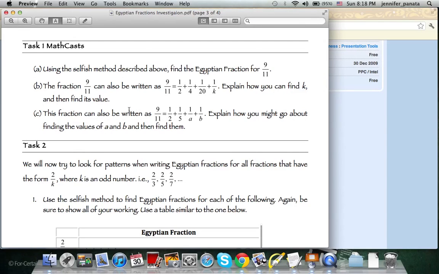So 9 over 11 can be represented by 1 over 2 plus 1 over 5 plus 1 over a plus 1 over b. That's two algebraic expressions. Explain how you might go about finding the values of a and b. So I will be explaining to you how to find the values of a and b.